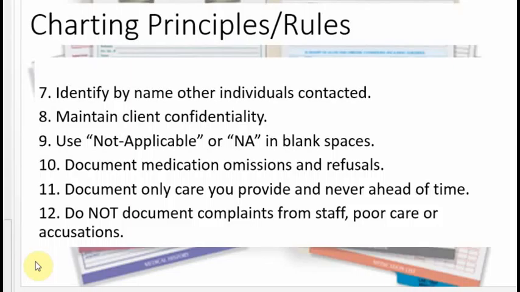Document medication omissions and refusals. Document only care you provide and never ahead of time. I don't know how many times, and sorry, this is a nursing story, guys, how many times I have watched nurses document that they've given the meds as they're pouring their meds. And then they go to give them, and the patient refuses them. You don't document something until you've done it. Do not document complaints from staff, poor care, or accusations. They don't go on the chart. There are other forms for those. They're not a patient concern.